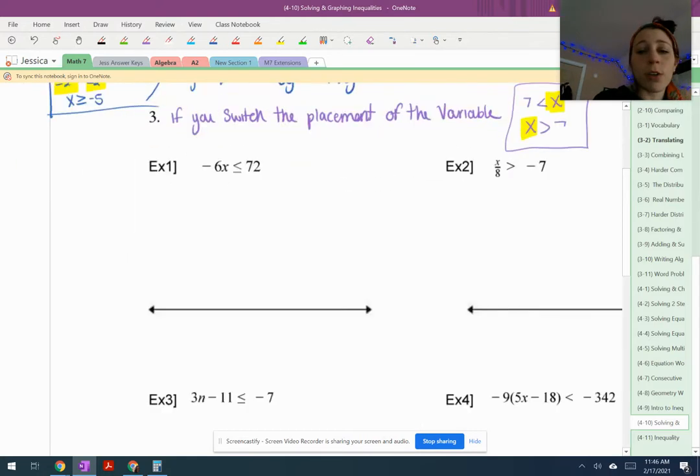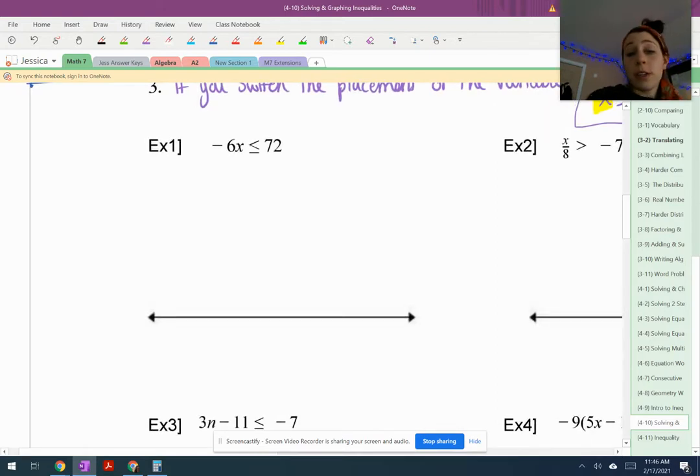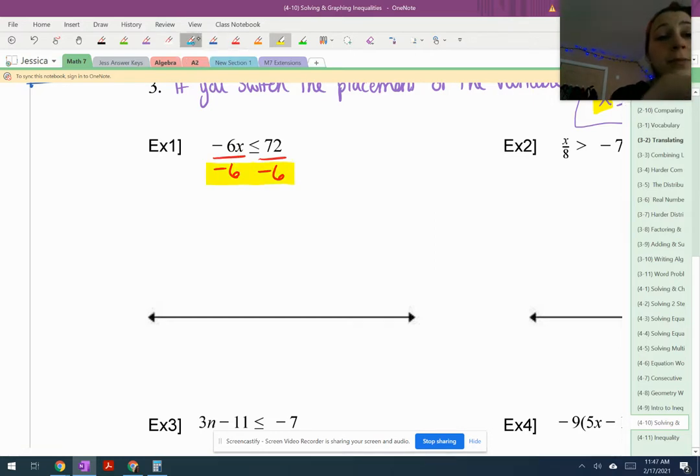So in this first example here, what is preventing my variable from being alone? And that would be that -6. That -6 is being multiplied by x, so the inverse operation of multiplication is division. So I'm going to divide both sides by -6. Red flag should be going off here. We are dividing by -6 here.